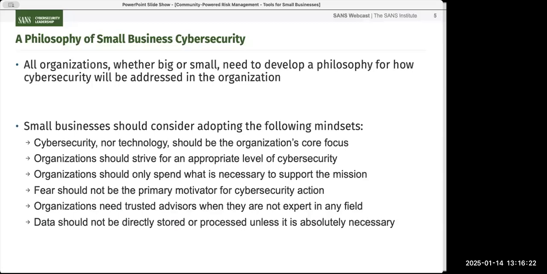We also want to make sure that we're only spending what's necessary to support the mission. I'm not saying you shouldn't be secure. I think security is amazing, and I absolutely think cybersecurity should be a goal, but there does come a cap. Small businesses are not going to have the resources that a larger enterprise has, and there are likely safeguards an enterprise can implement that a small business can't. We just need to recognize that and be okay with that.